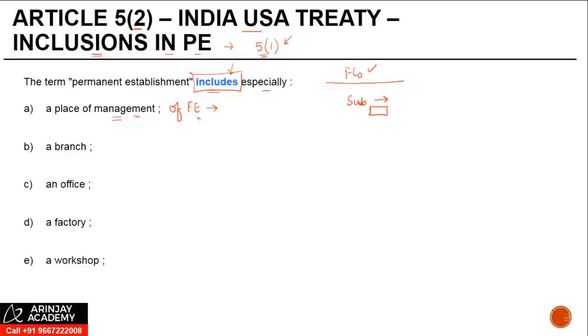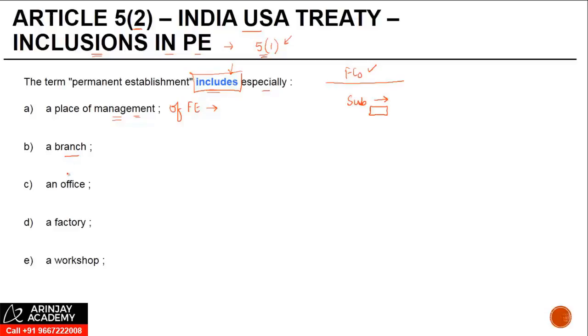And what does a place of management normally include? A place of management includes a place where the board of directors of the company guide what the operation should look like. If there are just some liaison office, just marketing office, etc., or some information provider, that may not constitute a place of management. A place of management necessarily has to be a place where the key decisions relating to the management of the company are to be taken.